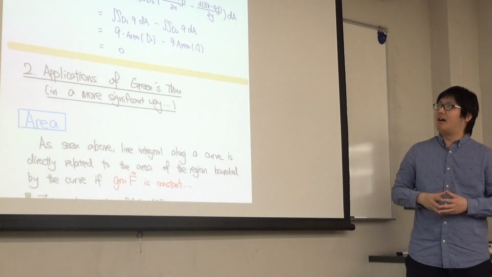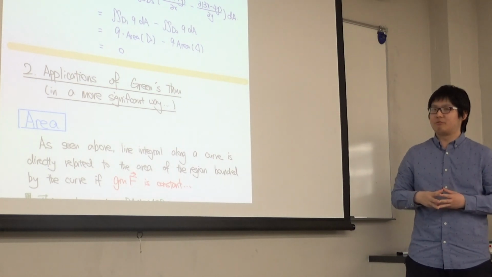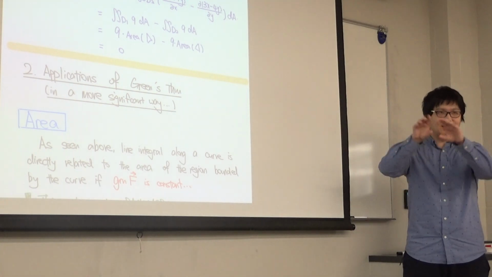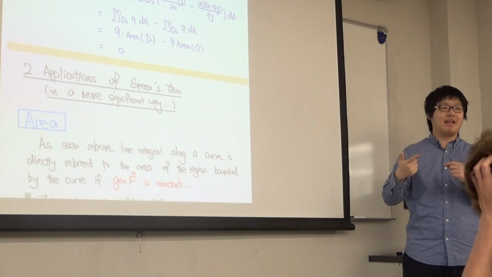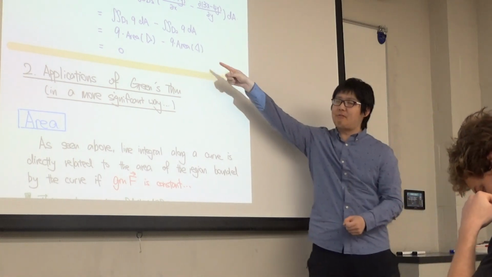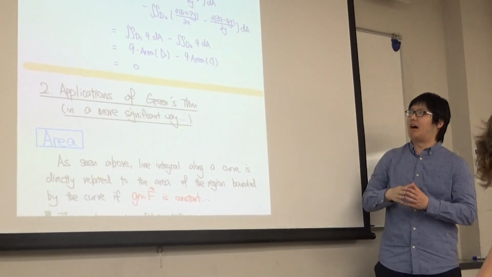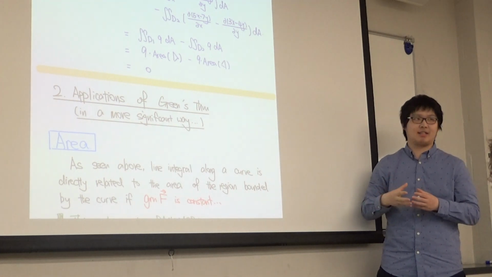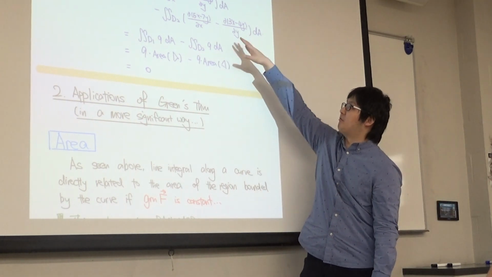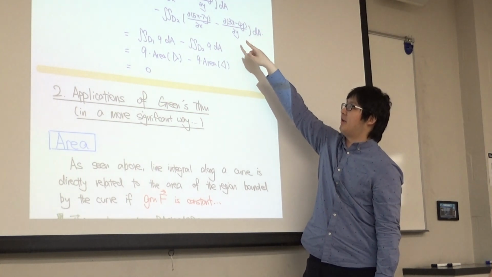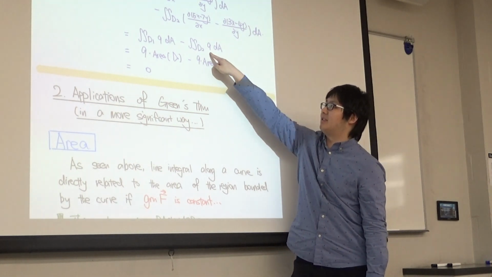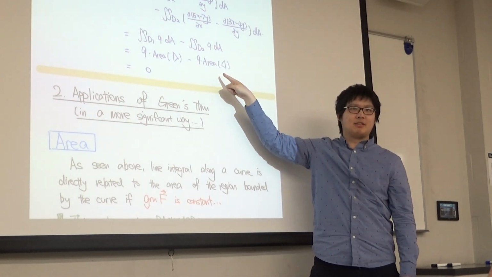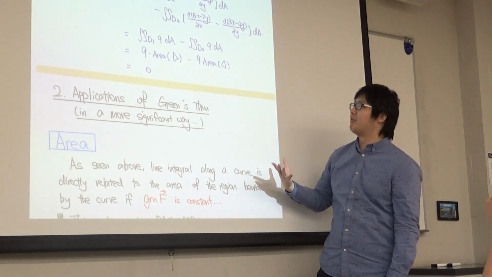As our previous computations show, the line integral along a curve bounding some region D is directly related to the area of that region if the circulating density of that f is constant, right? After we reduce everything using Green's theorem and taking a derivative, if this is something constant, we can just multiply it with the area of the region. So the line integral is directly related to the area of the region.